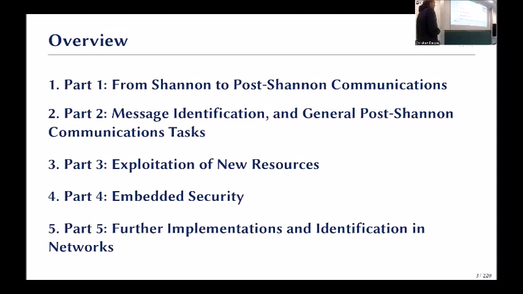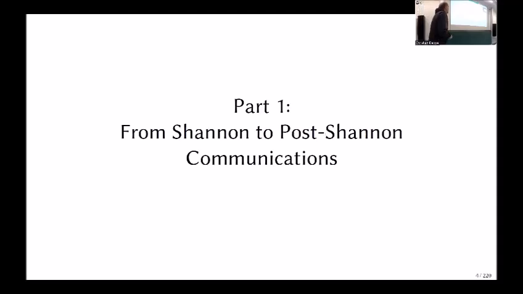In part two, I will tell you about message identification, known results, about deterministic and generalized identification, and I will present you general post-channel communication tasks. In part three, I will explain how resources help to increase the capacity and the rates of post-channel communication. Part four is about embedded security, and part five about further implementations and identifications in networks. Let's start with part one.